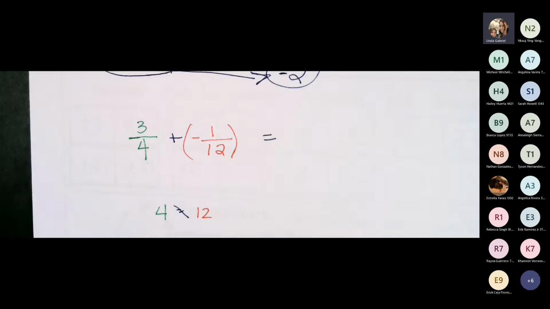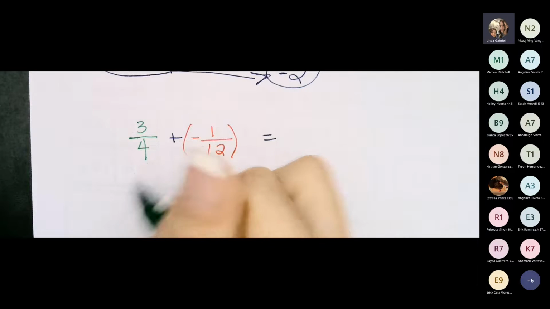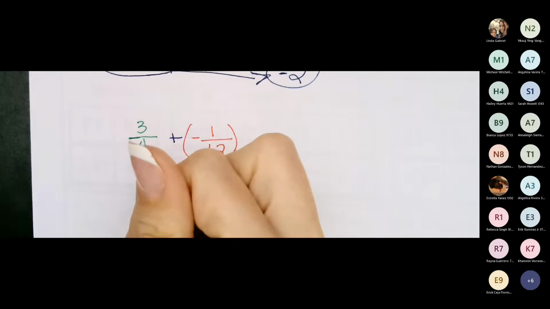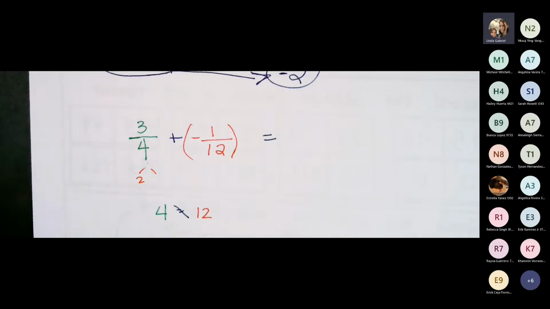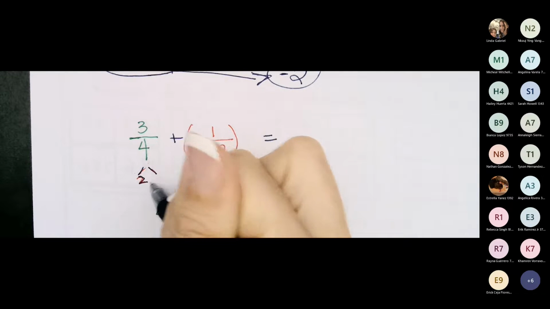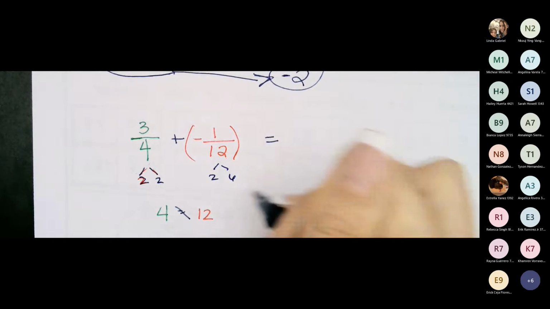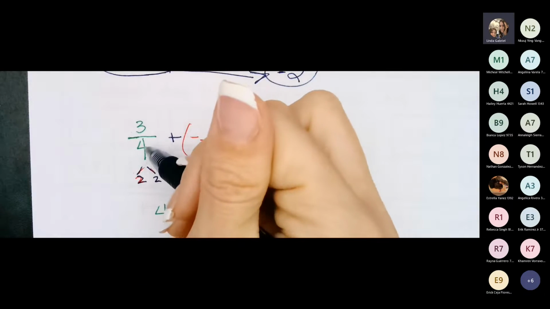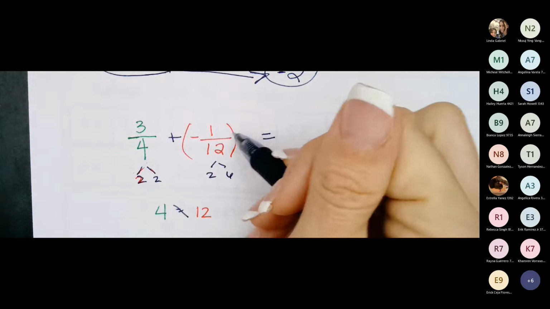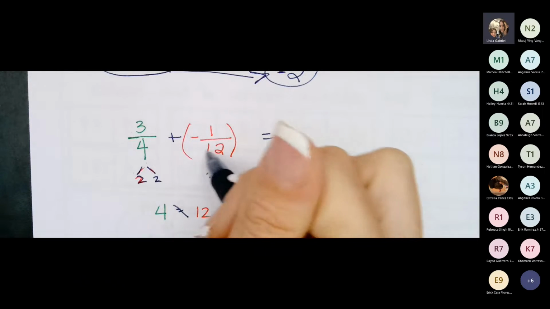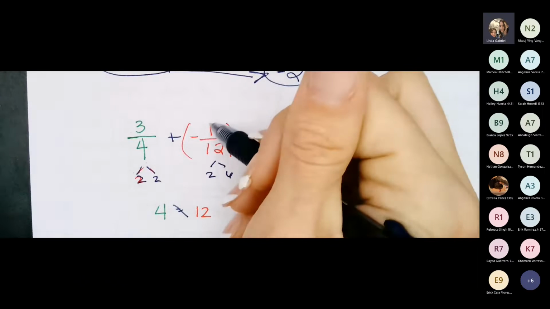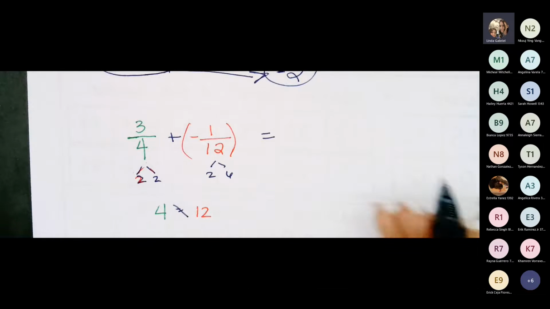Let's see, so I don't think I can do least common multiple, right? Because I have 4 and 12. 4 will give me 2 and 2. And 12 will give me 2 and 6. But I can't divide 3/4 by 2, or 1/12 by 2, right? Because this is only 1. So I'm going to have to go with least common multiple.